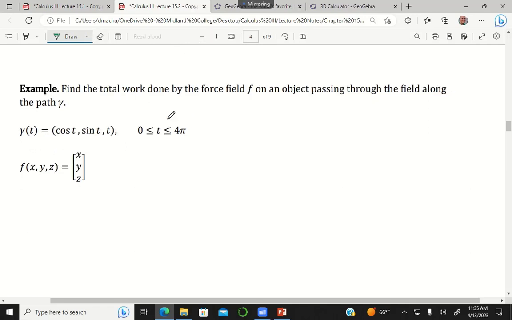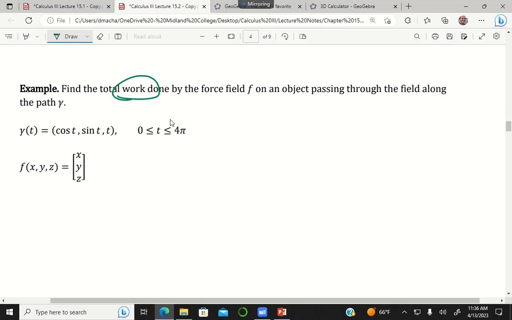We've got: find the total work. Remember, if you have a constant force applied directly in the same direction as the distance you're traveling, then work is just force times distance. But things get more complicated, as we learned last semester, because the force isn't always applied directly in the direction of movement, and sometimes the force changes. So this is: find the total work done by the force field F.